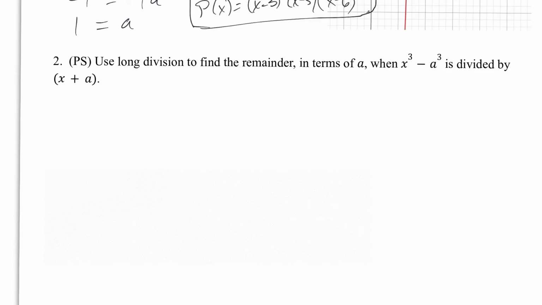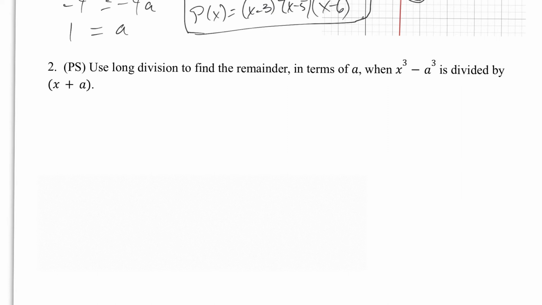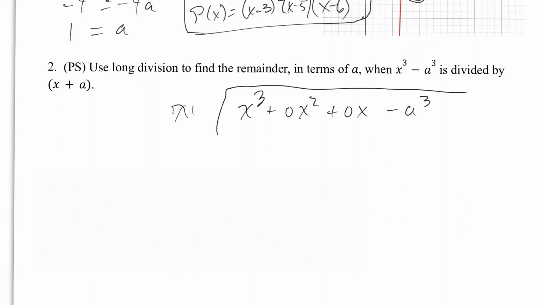Okay, so here we have x cubed minus a cubed, and we're going to divide that by x plus a and find the remainder. Okay, so what I'd like you to do is first set this up. If you haven't set this up, go ahead and once you've set this up as x cubed plus 0x squared plus 0x, minus a cubed, and then we're going to divide that by x plus a. So if you haven't done that and you couldn't figure out what to do, start with that and see if you can figure it out.